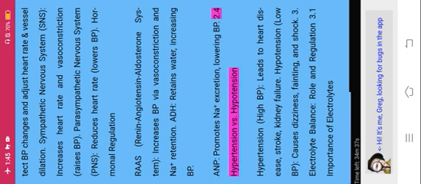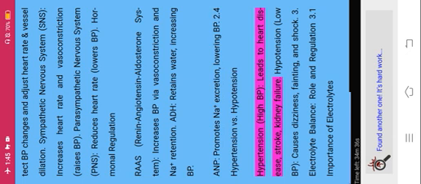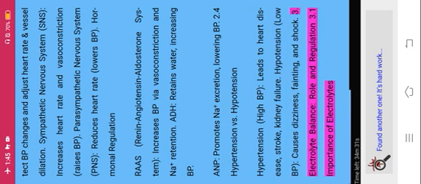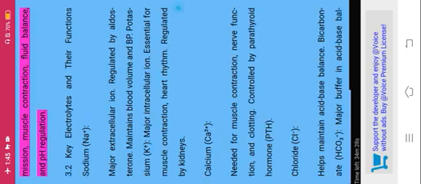2.4 Hypertension versus hypotension. Hypertension, high BP, leads to heart disease, stroke, and kidney failure. Hypotension, low BP, causes dizziness, fainting, and shock. 3. Electrolyte balance, role in regulation. 3.1 Importance of electrolytes. Electrolytes are ions that help in nerve transmission, muscle contraction, fluid balance, and pH regulation.